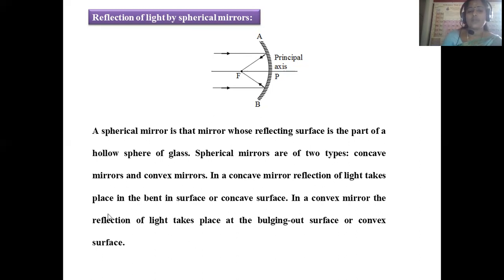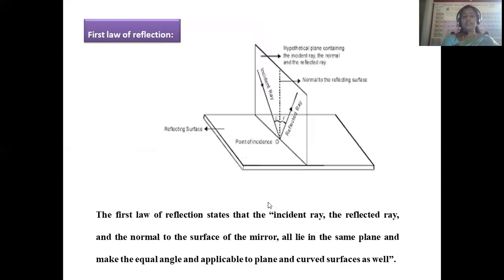In a concave mirror, reflection of light takes place at the bent surface, or concave surface. The outer part of the concave region will experience the light. So the hyperbola region will experience the light, and the reflection of light takes place at the surface. In the convex mirror, the reflection of light takes place at the bulging out part or surface of the convex. Just now we discussed, wherever the enlarged part is there, that enlarged part. Here you can clearly observe this outer region is said to be the enlarged part. Here only the reflection of light pattern will be carried, right?